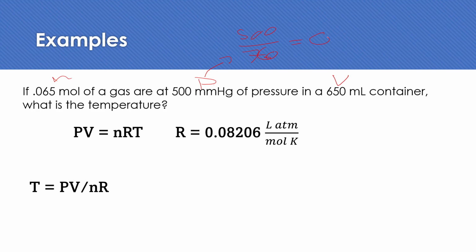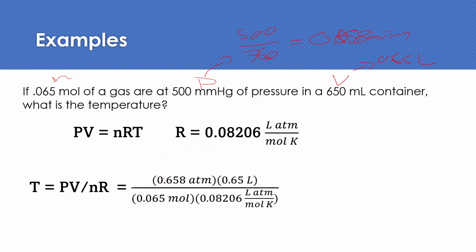So it's 0.658 atmospheres. Volume is 0.65 liters. Okay, so we plug those in. Pressure, volume, moles, R. Atmospheres, liters, and moles cancel. And you get Kelvin, and you get 80.2 Kelvin, which is pretty low.